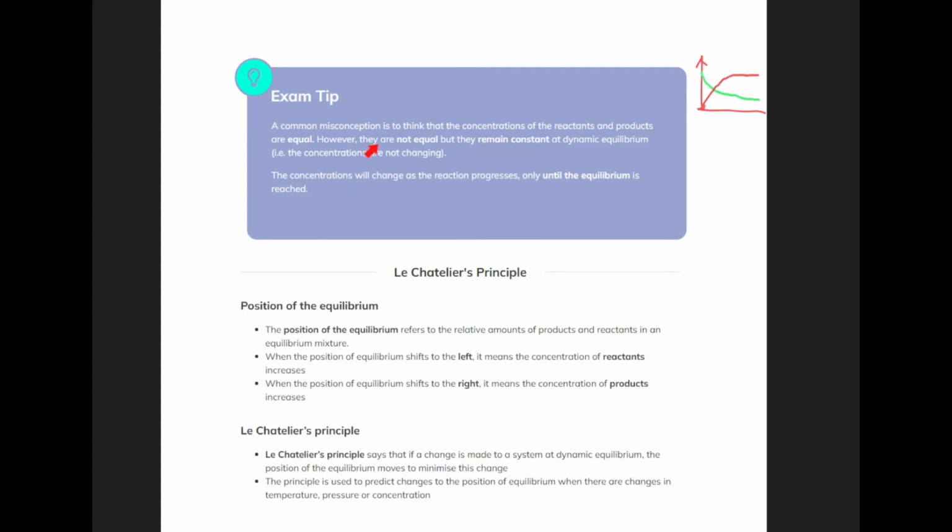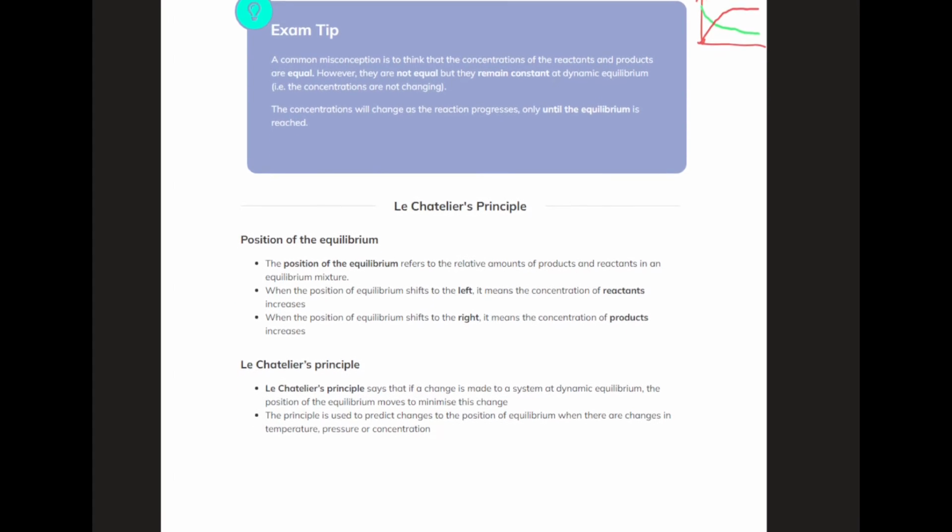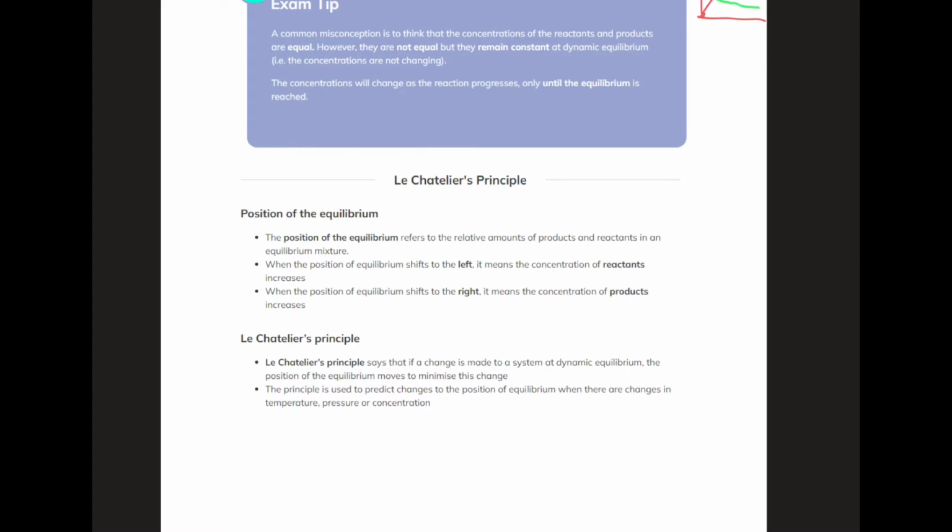They are not equal, but they remain constant at dynamic equilibrium. Most of the time it's not the same, unless you adjust the concentrations purposely until they are the same. So in a normal situation they are not the same. The concentration will change as the reaction progresses, only until the equilibrium is reached. The concentration keeps decreasing for the reactant, and keeps increasing for the products until equilibrium. Then it becomes constant.